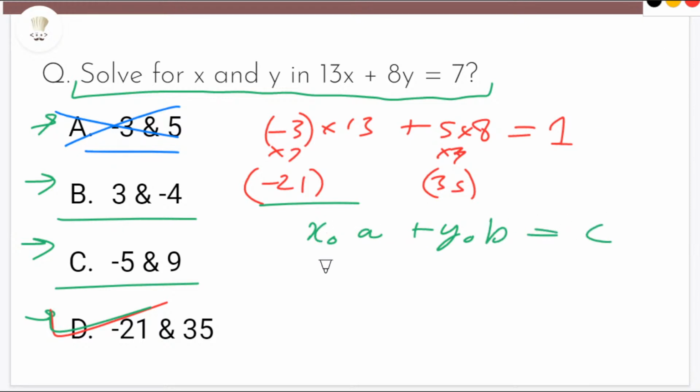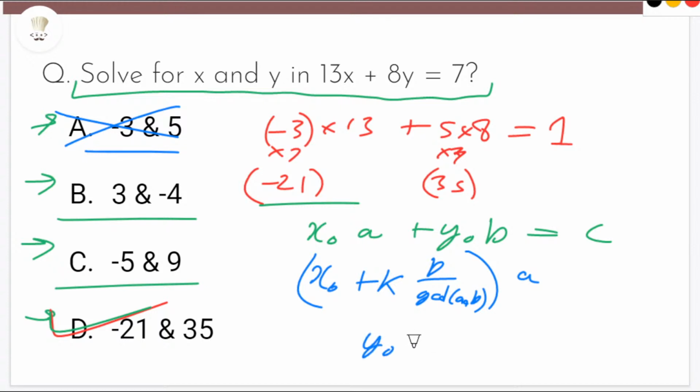You can add into x naught some multiple of b by GCD of a comma b, right? And you can subtract from y naught the same multiple which you added here, into a by GCD a comma b, into b. That is also actually equal to c.